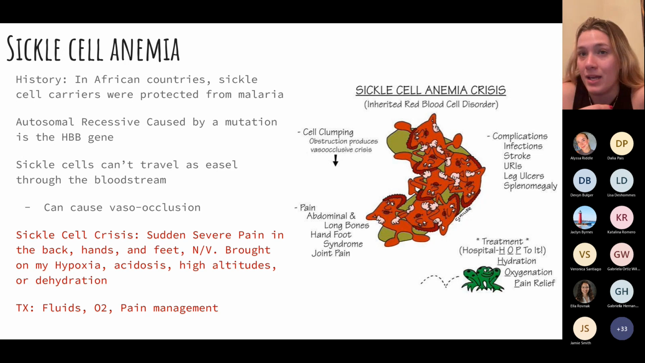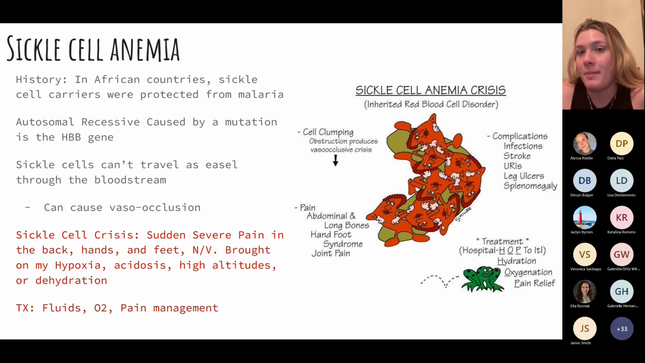Usually it's pretty well managed, but what we have is our sickle cell crisis. So this is severe pain brought on by hypoxia, acidosis, high altitudes, or dehydration. So I want you guys to look at the little frog on the screen. Treatment is hop to it. So how do we treat this? We give them lots of fluids, lots of oxygen, and reduce their pain because they'll be in pretty severe pain from the sickling, resulting in temporary hypoxemia.